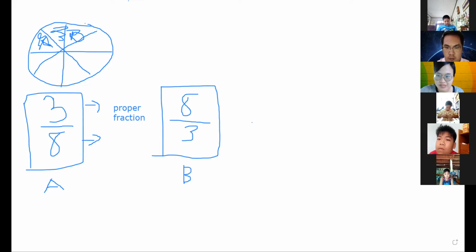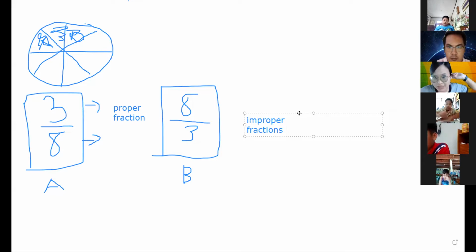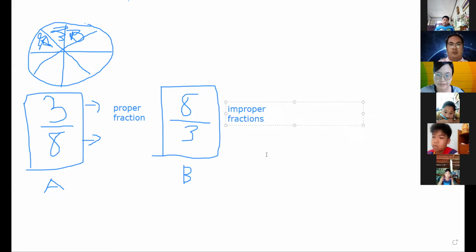Improper fractions. Right, this is what you call proper fraction, and this is what you call improper fractions. Improper fractions, เศษส่วนเกิน, the numerator is greater than the denominator.